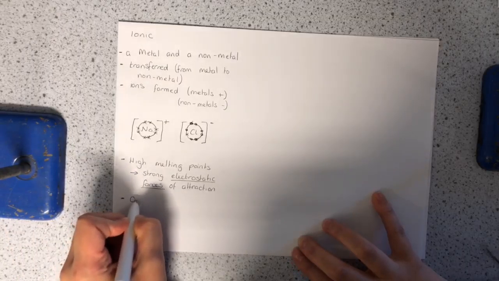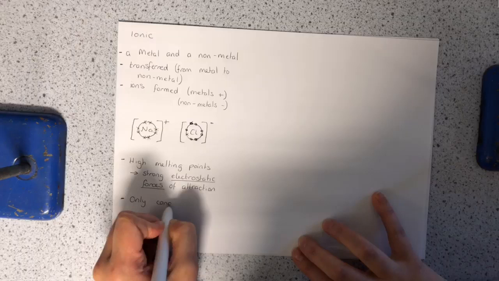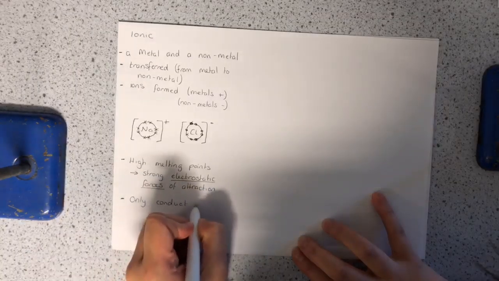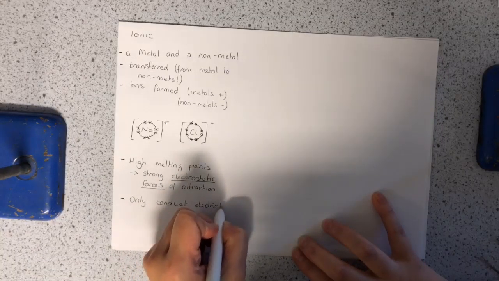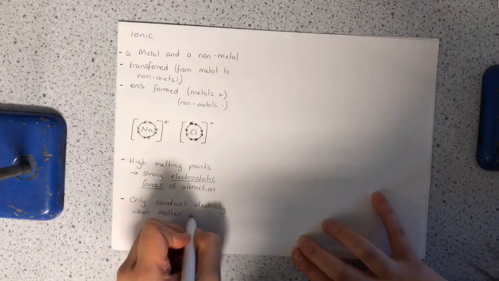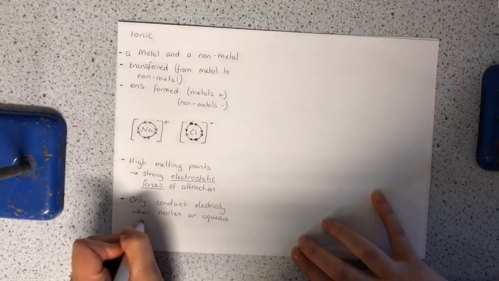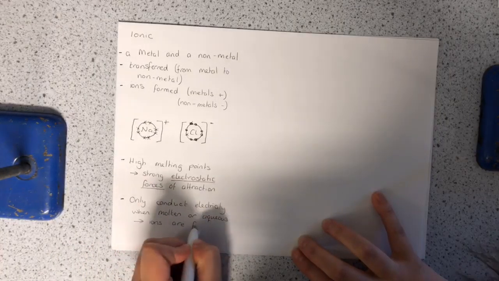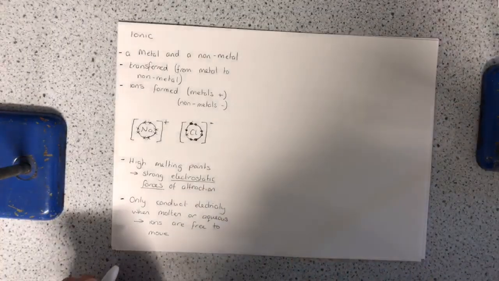They can also conduct electricity, but that's only when they are molten or aqueous, so when they're liquid or when they've been dissolved in water. And that's because the ions are free to move. So because they're free to move, they can carry that charge through the structure.